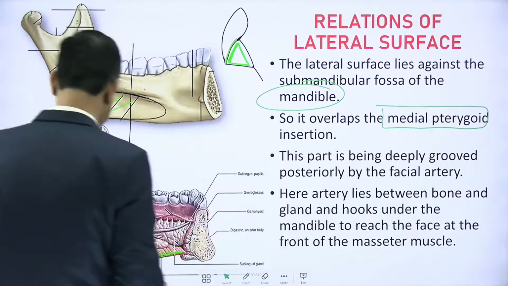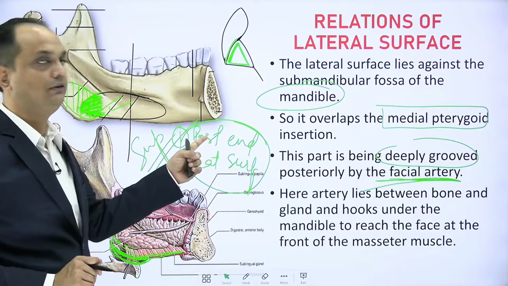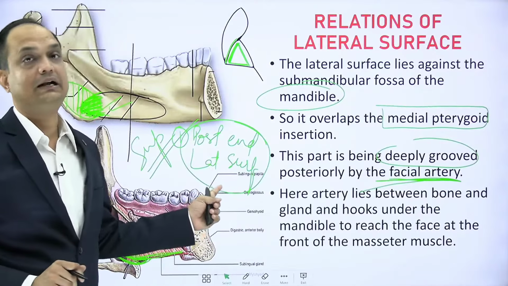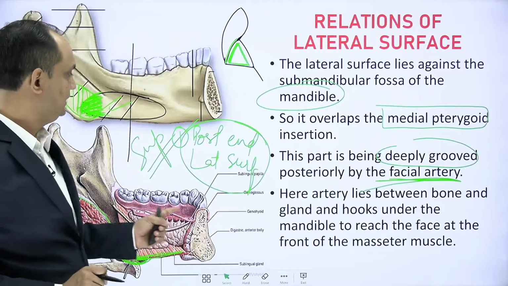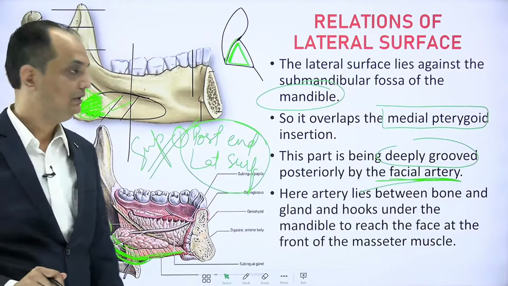So, we have now learned that the facial artery comes in contact at two points with the submandibular gland. First is the posterior end, and second is the lateral surface. But both of these are part of the superficial part of the gland, not the deep part. So, this is again a question for your exam: the facial artery comes in contact with the posterior end and the lateral surface of the submandibular gland, which are both part of the superficial part of the gland.